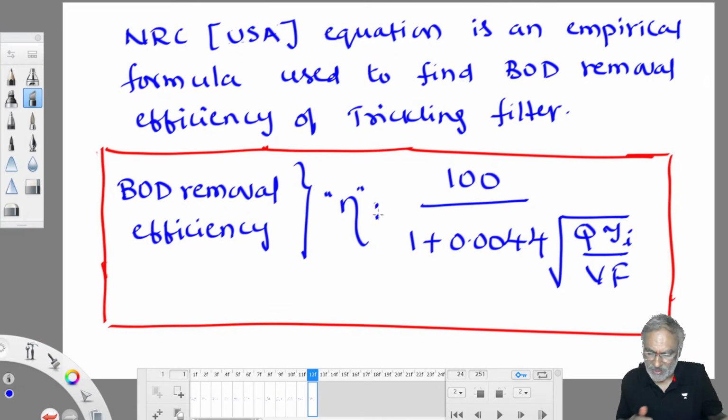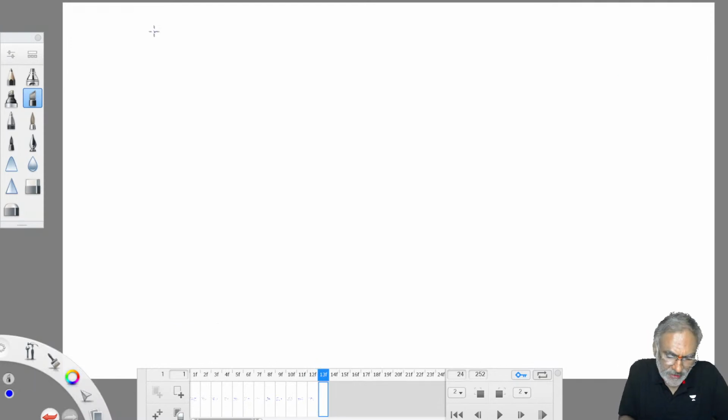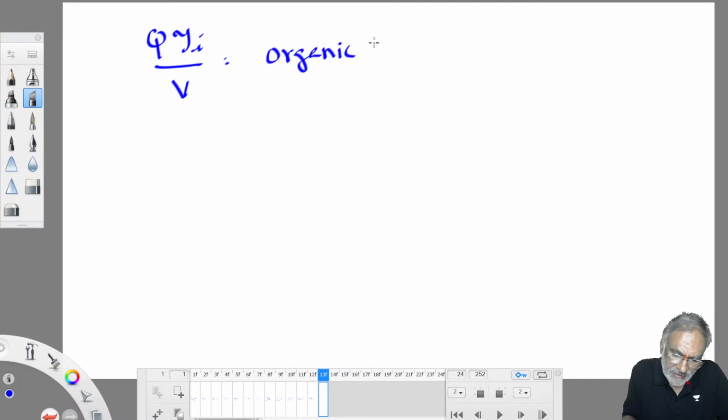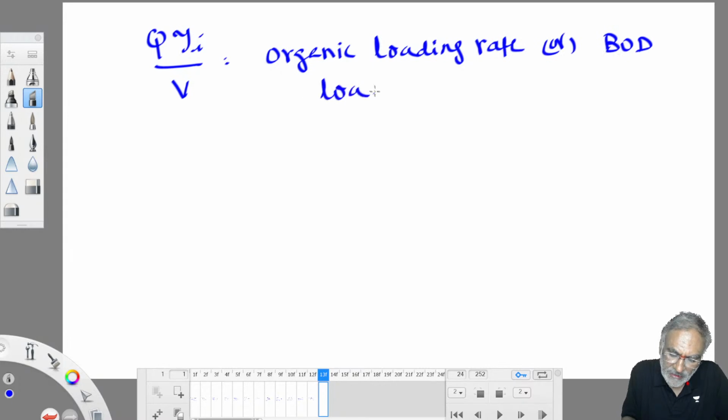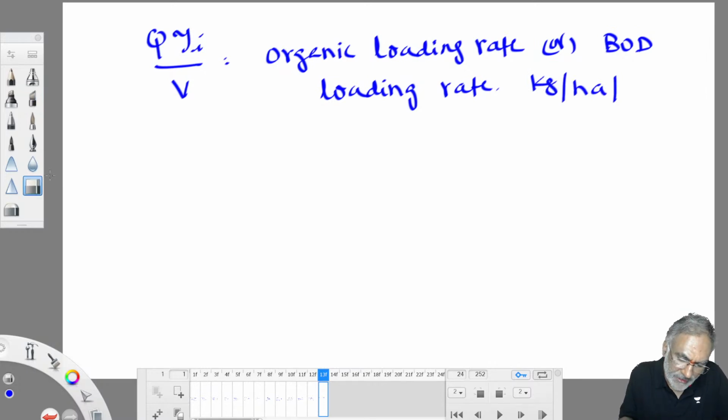In this equation, the terms are important. Q into yi by V. What is this? Already we know this. This is organic loading rate, or BOD loading rate, or volumetric loading rate. We saw this in the activated sludge process. It is expressed in kilograms per hectare per day, kilograms per hectometer per day.